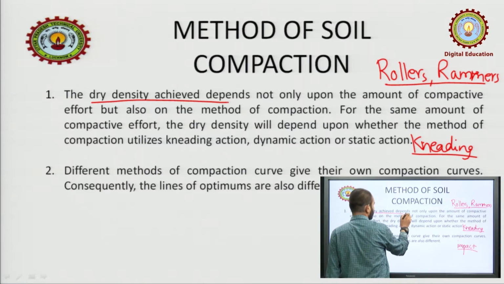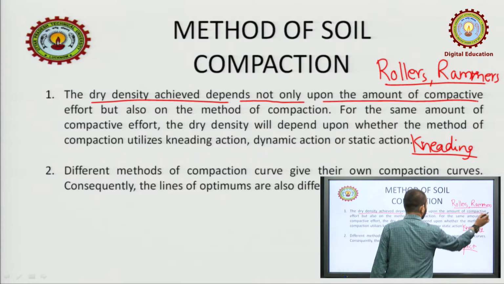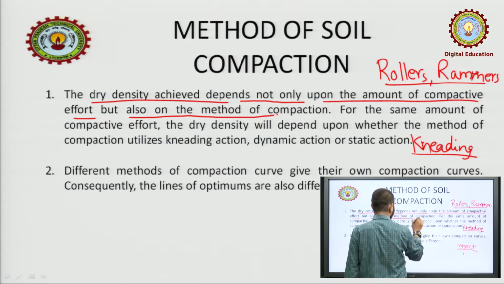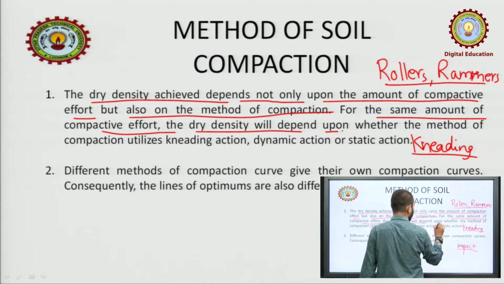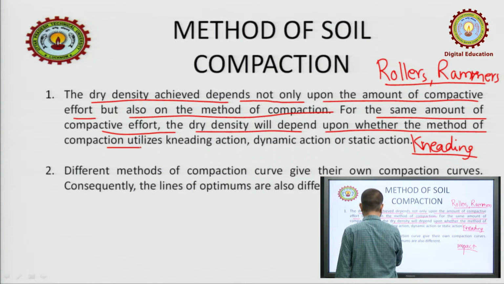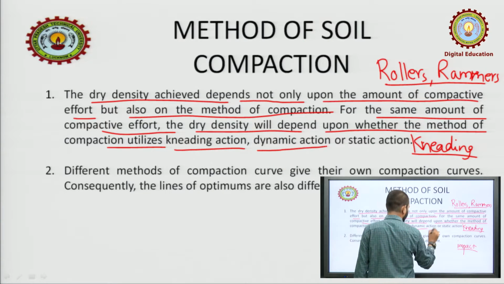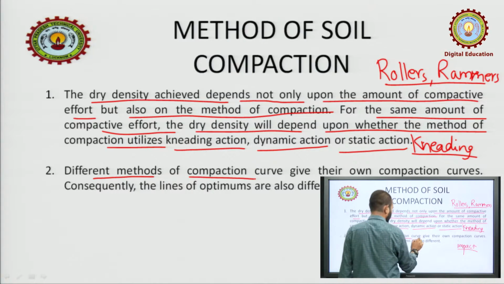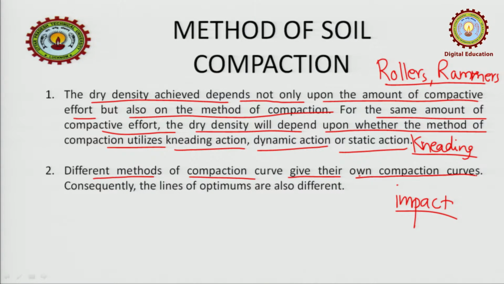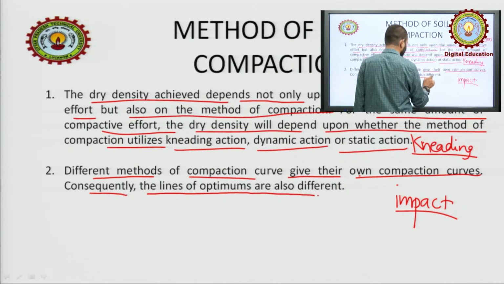The dry density achieved depends not only upon the amount of compactive effort, but also on the method of compaction. For the same amount of compactive effort, dry density will depend upon whether the method of compaction utilizes kneading action, dynamic action, or static action. Okay. Different methods of compaction will give their own compaction curves. Consequently, the lines of optimums are also different.